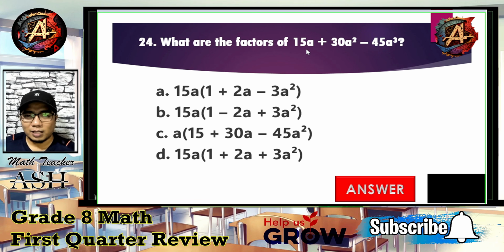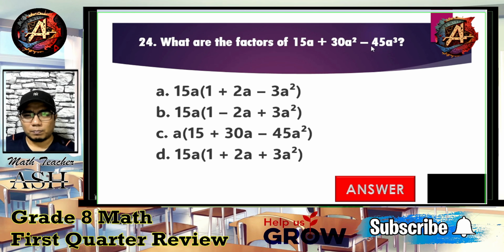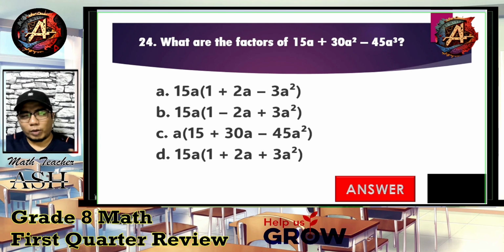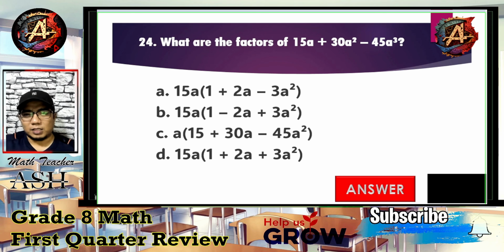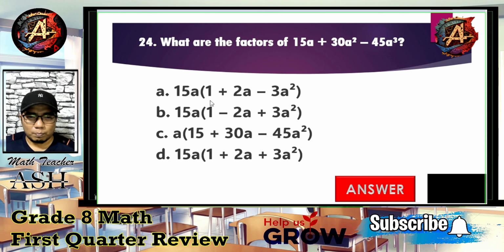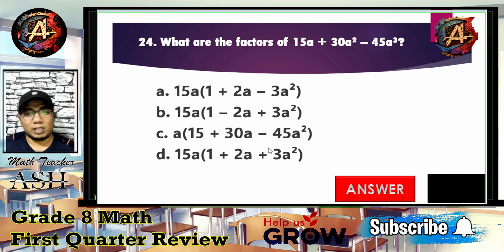Now, checking the given signs, we have positive, positive, and negative. So therefore, in the remaining trinomial, when 15a is factored out, there should be positive, positive, negative. In B, the signs are positive, negative, positive, so letter B is already wrong. In D, positive, positive, positive, so letter D is also wrong. Therefore, the correct answer is letter A.